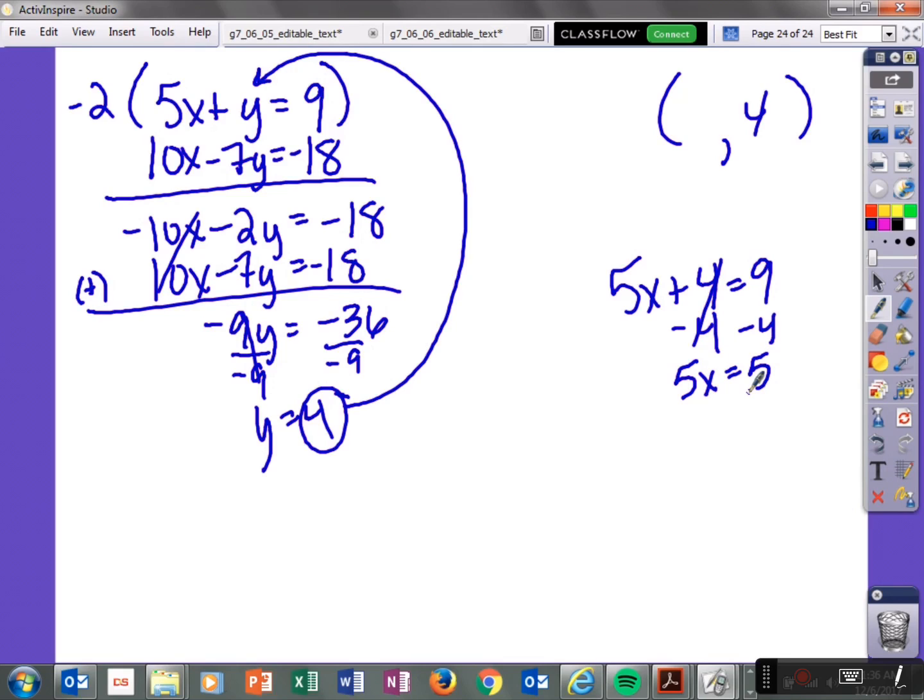5x equals 5. Divide by 5. x equals 1. I did it to the bottom equation and I got 1.